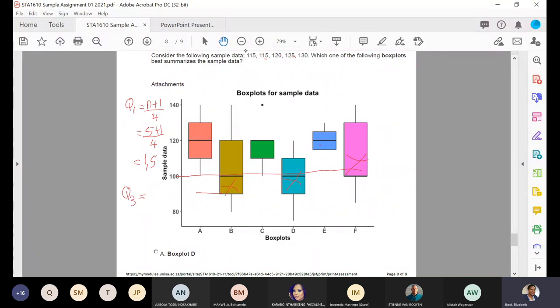So let's calculate quartile three, which is three times N plus one divided by four. So three times five plus one, divided by four. Six times three is 18, divided by 4 is 4.5. So it means 1, 2, 3, 4.5. It's between 125 and 130. So you take the average of the two: 125 plus 130, divided by 2.